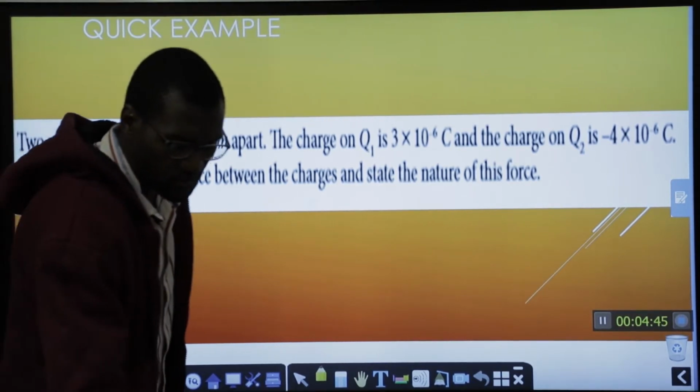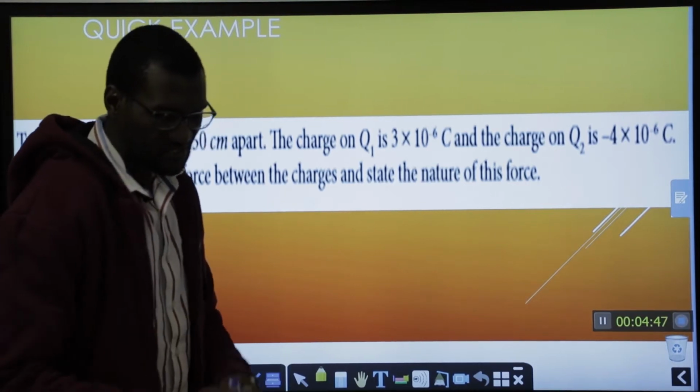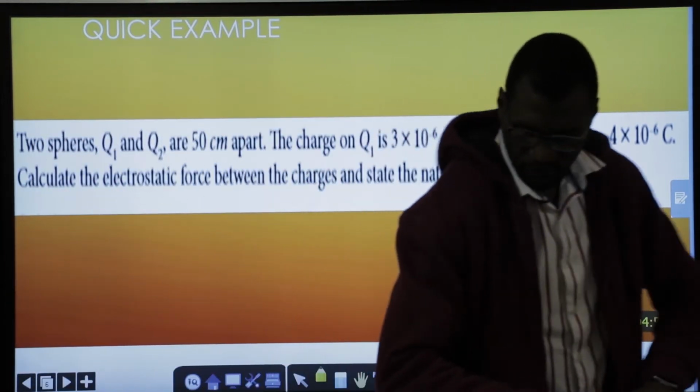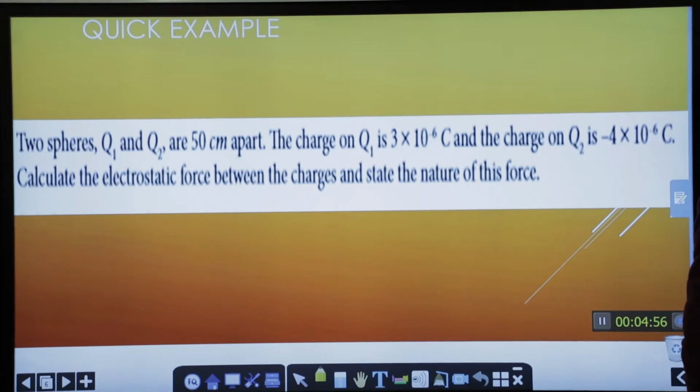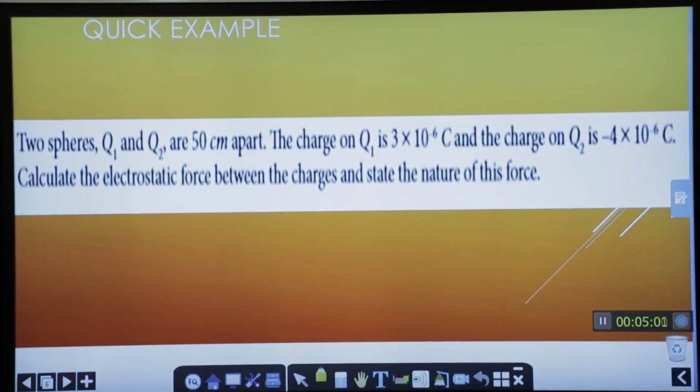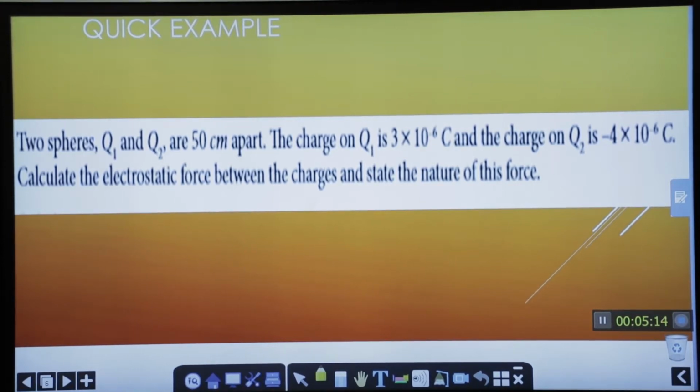Now let's start with the question that's up on the board, and let's try to answer it. So this example, let's call it example 1. It says that two spheres, Q1 and Q2, are 50 centimeters apart. So if that's the R, 50 centimeters apart, we know that the R should always be in meters. So instantly I must change that 50 centimeters to meters.